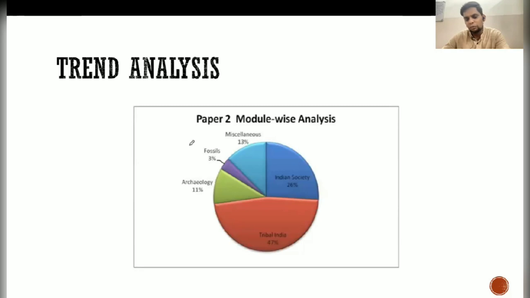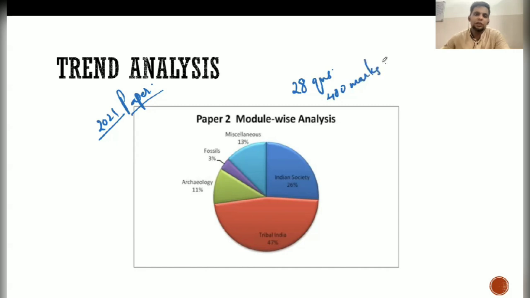If you see paper 2 module wise, this is essentially the 2021 paper. So this paper is for 28 questions or 400 marks. And if you see last year, and I'm only taking last year's paper, I'm not giving you a complete pattern, but let's just take a look at one particular paper, which is last year's paper. Tribal India, approximately 50% of your paper.